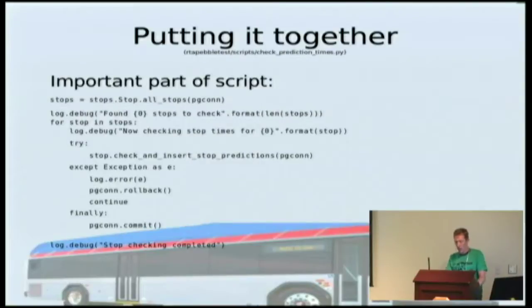Okay, so let's make a script that's going to run every minute and log all of the predicted times for a set of stops. So get all the stops in the database, and for each stop, check and insert its stop predictions. Pretty straightforward. That check and insert is just going to call RTA, the method we saw earlier, using the internal RTA ID and the destination, and then it's just going to do an insert into my predicted stop times table. And then do a commit at the end and checking complete.